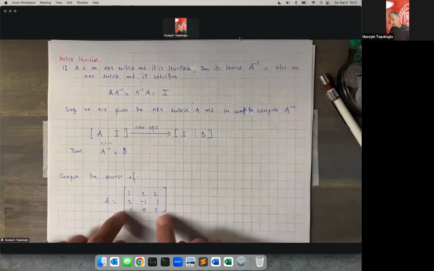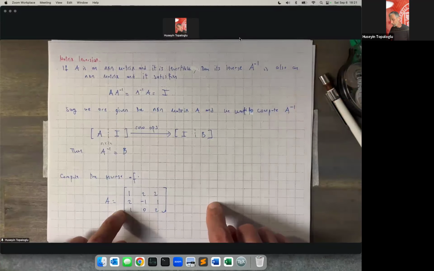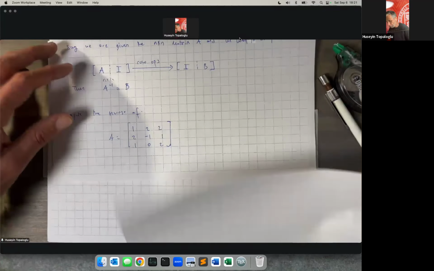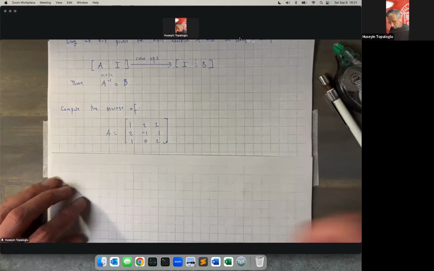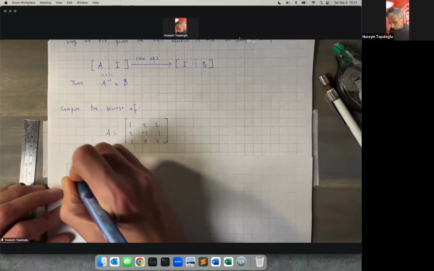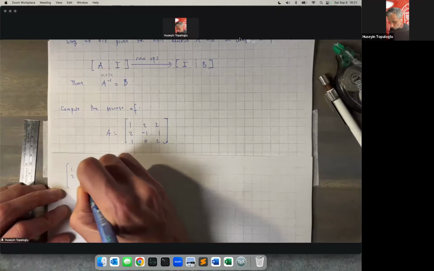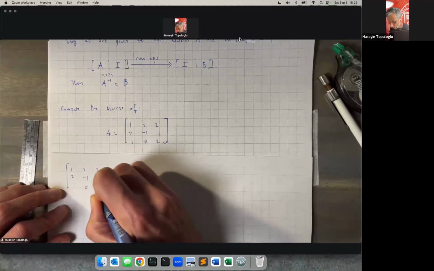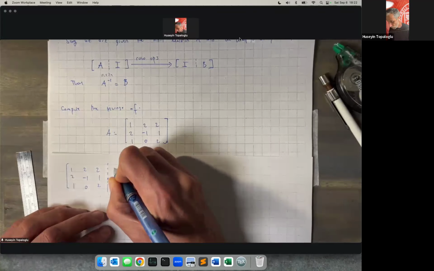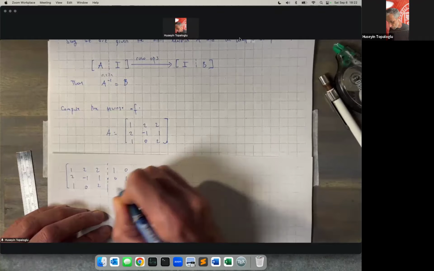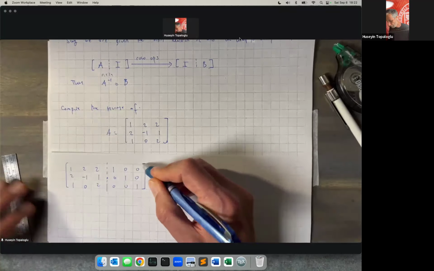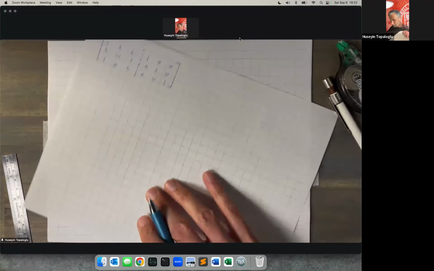Good. What I'm going to do is take this 3 by 3 matrix, 1, 2, 2, 2, negative 1, 1, 1, 0, 2. Next to it, let's write down the 3 by 3 identity matrix: 1, 0, 0, 0, 1, 0, 0, 0, 1. Good. So now we're ready to go.